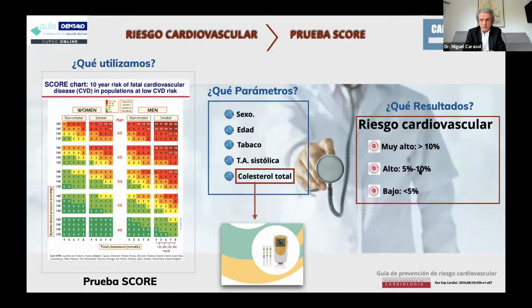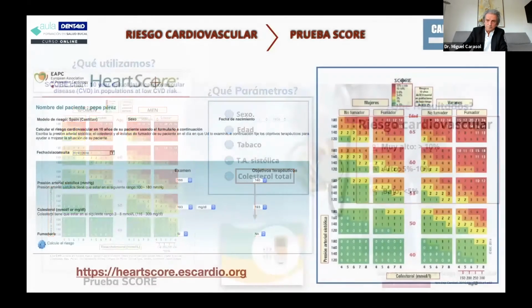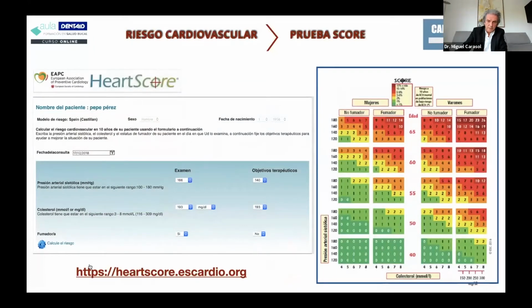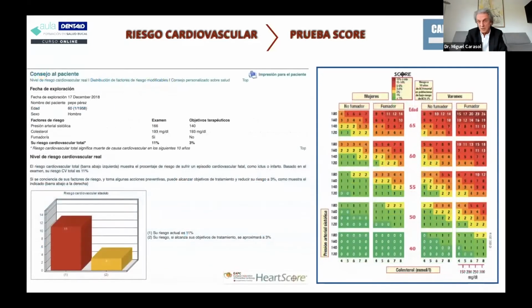There's also a mathematical formula which you can use through the internet, and it tells you the cardiovascular risk of the patient, which can be very high or low. If you want to know this, there is a system which has been developed by the European Association of Preventive Cardiology, where for all the patients they record the age, the blood pressure, cholesterol, smokers, and they tell you the risk. And the big advantage is that you can have a database of your patients, and you can also do a follow-up of your patients. Over several appointments, you can see how they evolve.